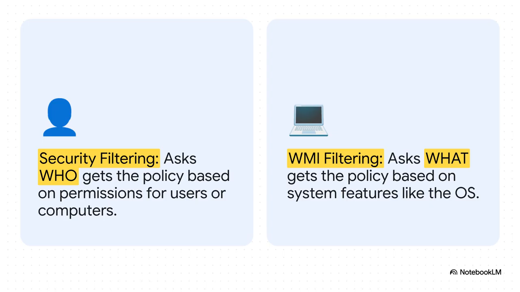First, you have security filtering. This one just asks, who gets the policy? It's all about targeting specific users or groups of computers. But then you have WMI filtering, which is a little different. It asks, what is this machine? It actually checks a computer's specific details. Is it a laptop or desktop? Which version of Windows is it running? How much memory does it have? And then it decides if the rules should apply.